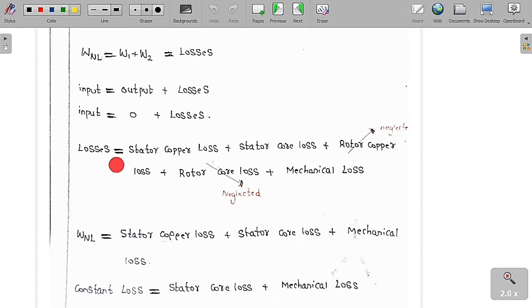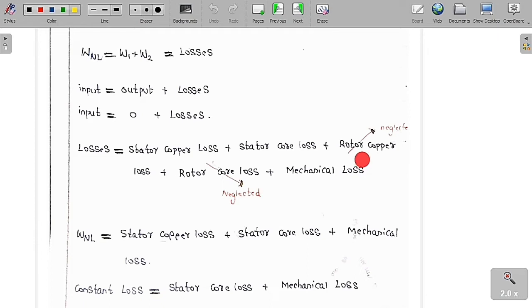So what are the losses in the induction motor? I have already told you: stator copper loss, stator core loss, rotor copper loss, rotor core loss, and mechanical losses or windage losses. In the stator there are 2 losses: stator core loss and stator copper loss. In the rotor there are 2 losses: rotor copper loss and rotor core loss. And we also get mechanical losses, meaning windage and friction. All of these we include in one term, called the mechanical losses. I have already told you rotor core loss is very less, so we are going to neglect it. At no load condition, the amount of current drawn in the rotor is also very less, because slip itself is very less.